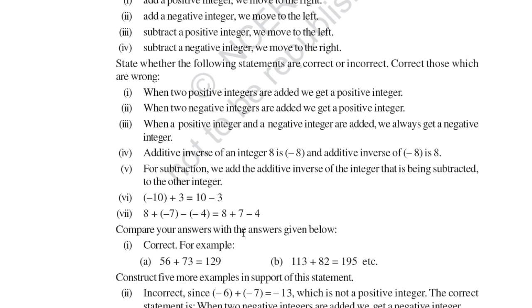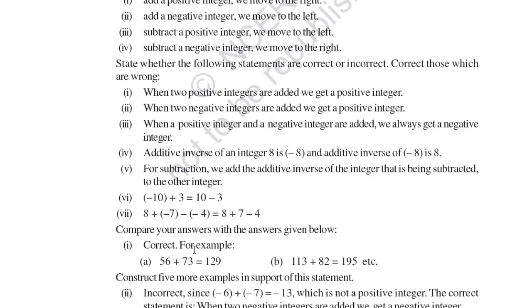8 + (-7) - 4. So this one becomes positive. This one is also false, because minus will become plus. So here it will become minus plus, and the minus and plus will become minus. So here it will come as minus. So it is wrong. Compare your answer with the answer given below.